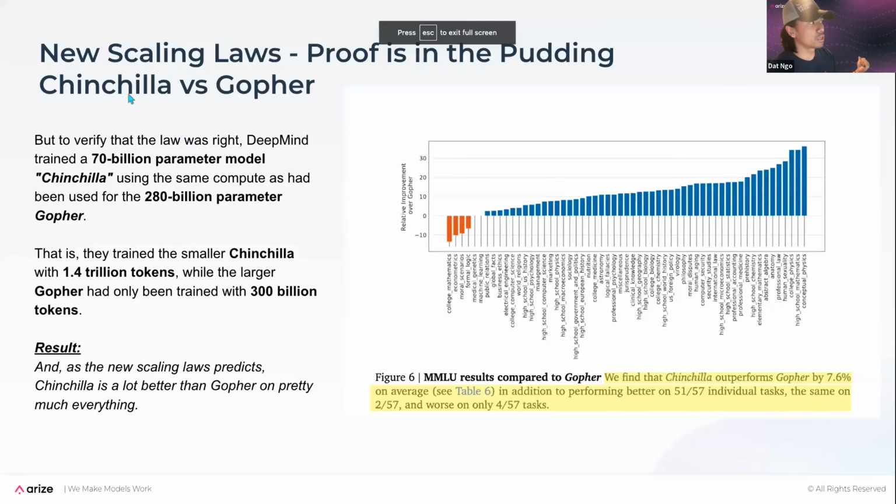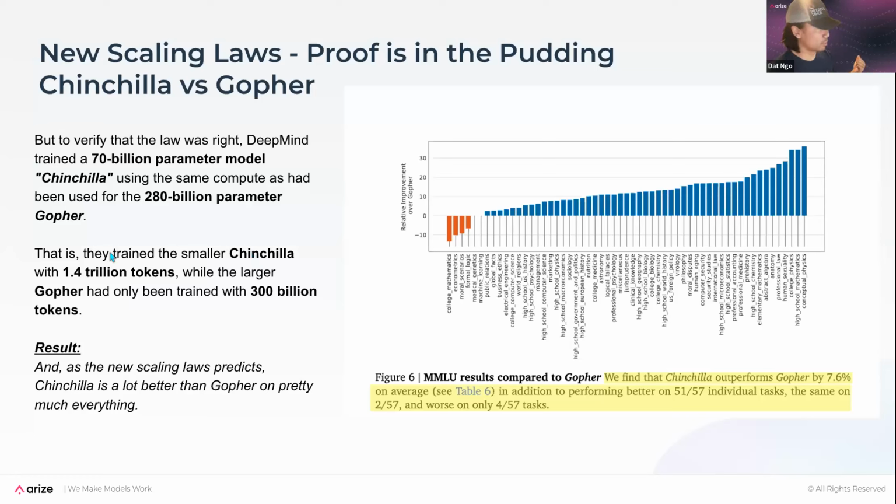So they used Chinchilla versus Gopher. The TLDR here is that Chinchilla was trained using the power laws that DeepMind found, so the new power laws, and Gopher was the older way of thinking. Chinchilla was 70 billion parameters, Gopher was 280 billion. The result was they expected Chinchilla to outperform Gopher, and the really cool thing is it did.